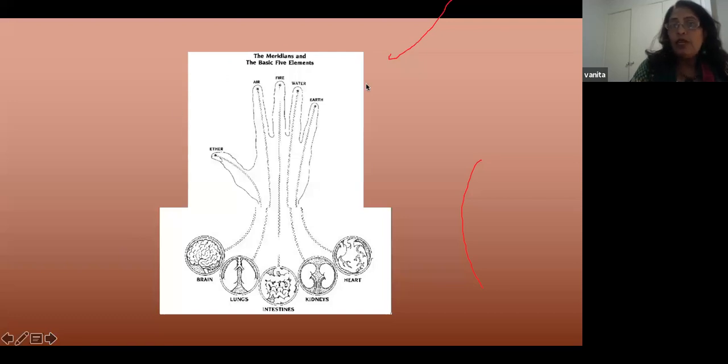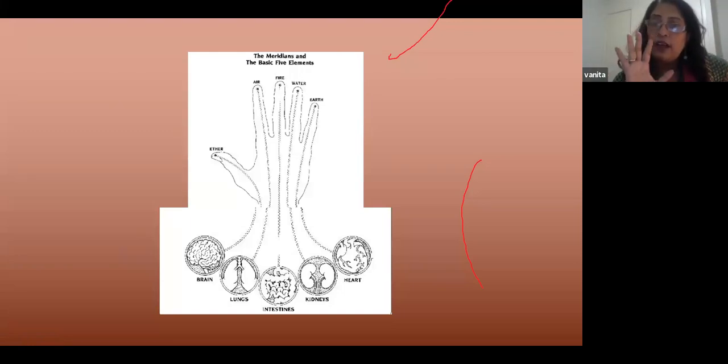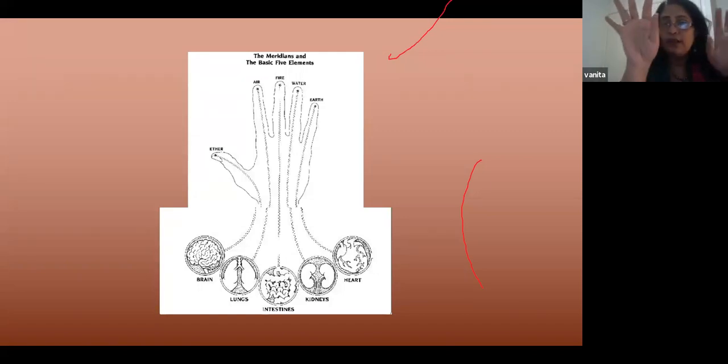And these are the meridians that they look at, the basic 5 elements, all the pancha tattva or pancha mahabhut. When they look in the hand, the meridians are 5. So we say Vata, Pitta, or air, fire, water, earth, ether. And in the same way, when it flows down, you look at the meridians: ether is connected to the brain, air is connected to the lungs, fire is connected to the intestines, kidneys are associated with water, and earth again to the heart.